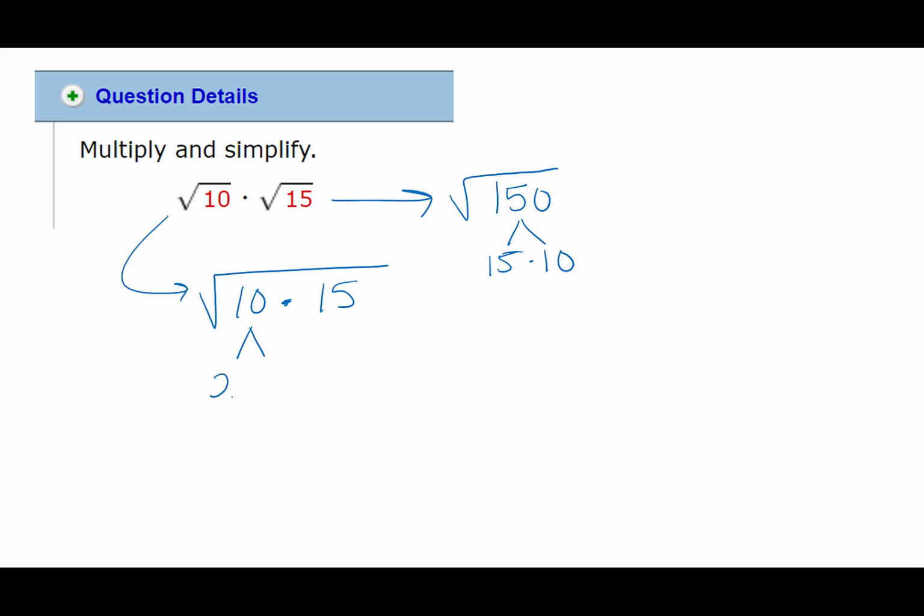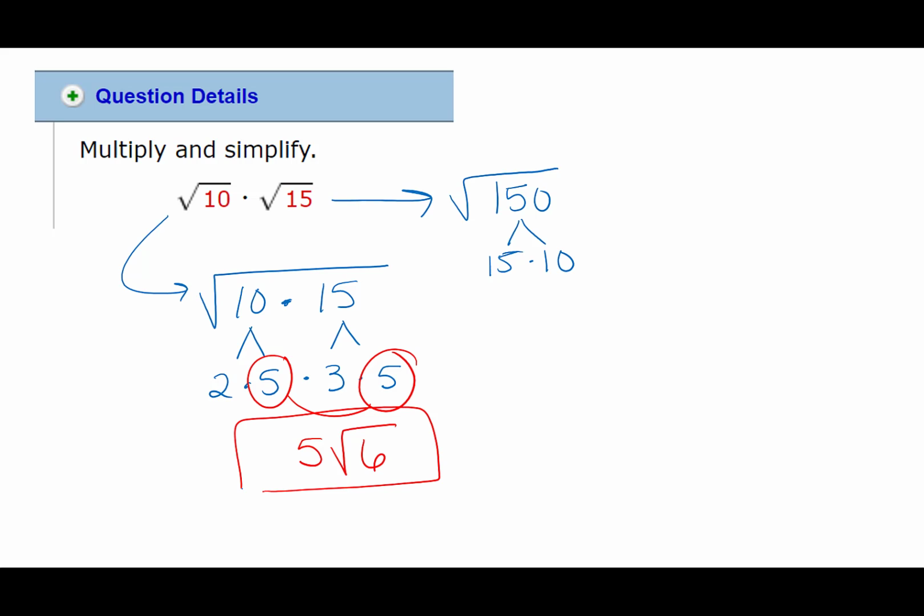Now we can simplify 10 to 2 times 5. Simplify 15 to 3 times 5, and we have a pair of 5's. If we simplify this expression, square root of 10 times the square root of 15, we'll have a 5 outside the radical, and 2 times 3 is 6, and that remains inside the radical, and that's your final answer.